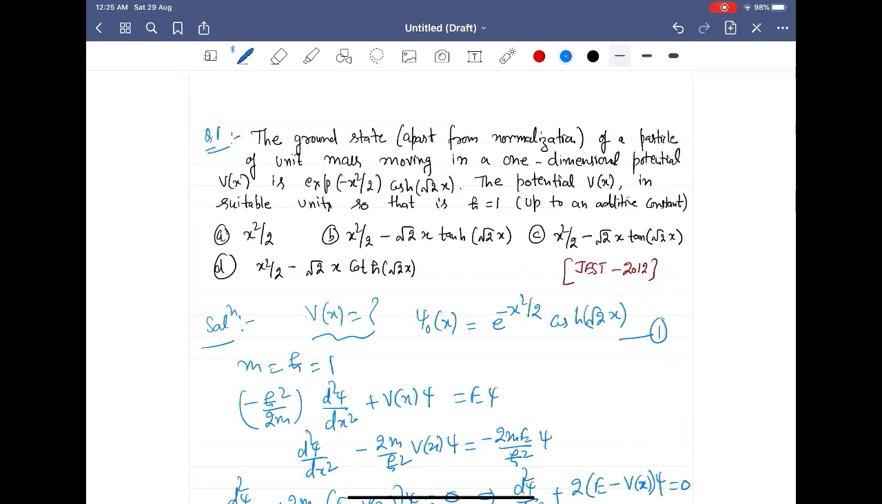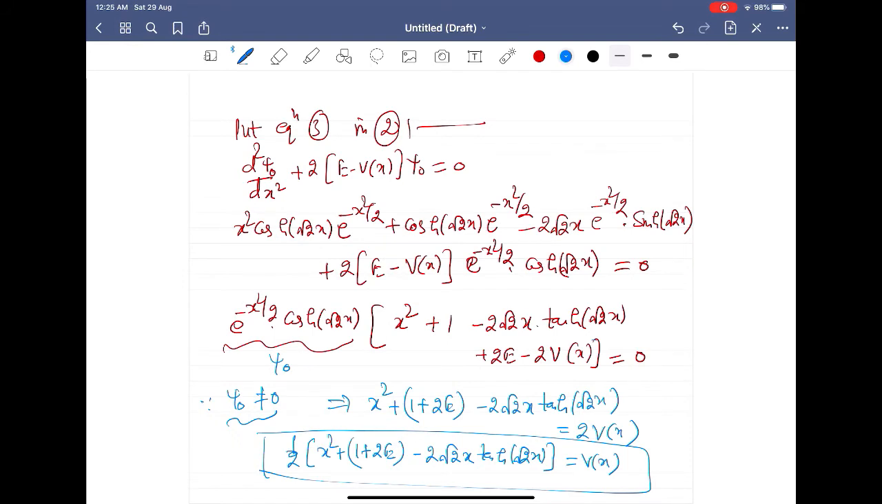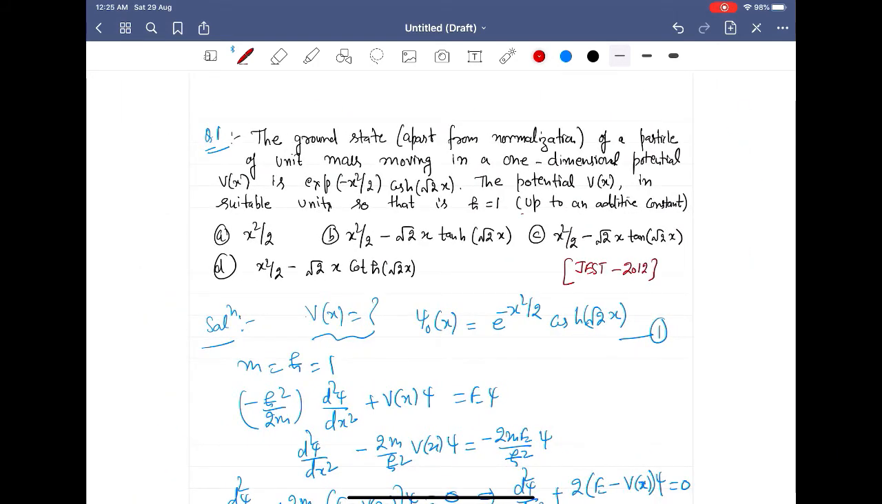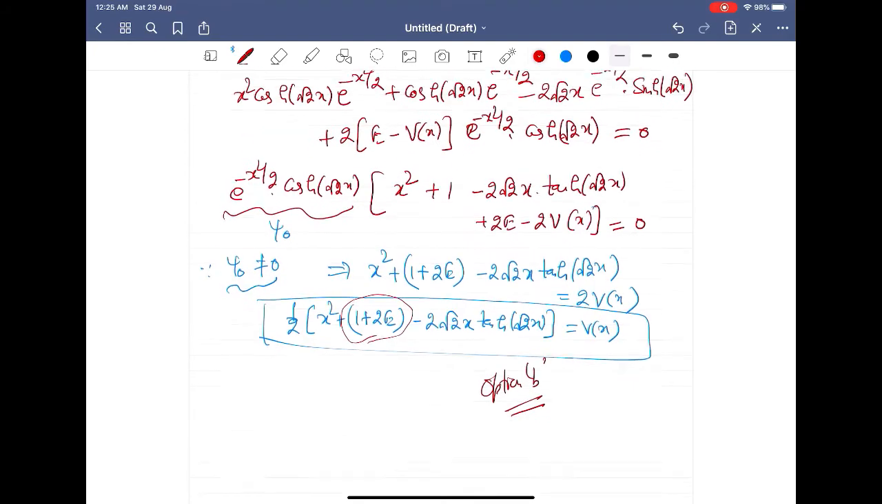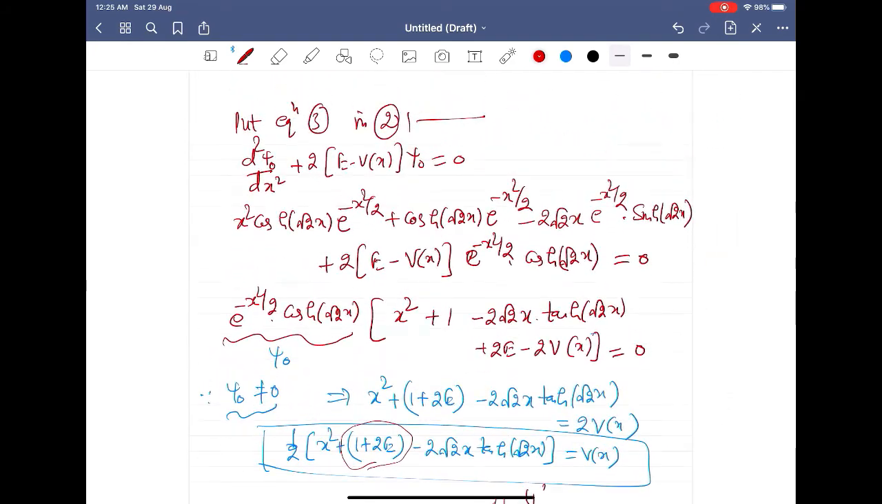This is the only option in which tan hyperbolic is given, and the expression is x squared by 2 minus root 2x times tan hyperbolic x. So if I open the bracket, this becomes x squared by 2 minus root 2x tan hyperbolic 2x, and the additional term is a constant. E in the ground state is a constant, and plus 2 is a constant. In the question itself, it is given that it is up to an additive constant. So it means option B of the given problem is correct.